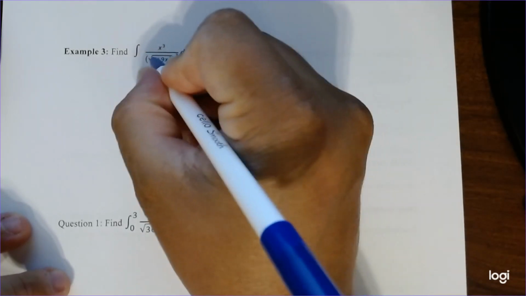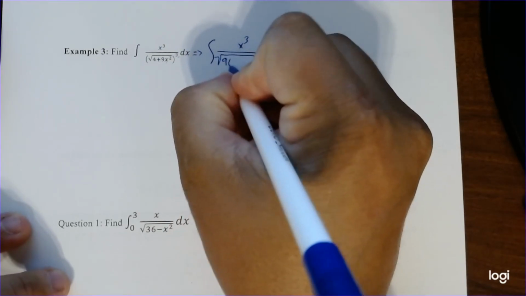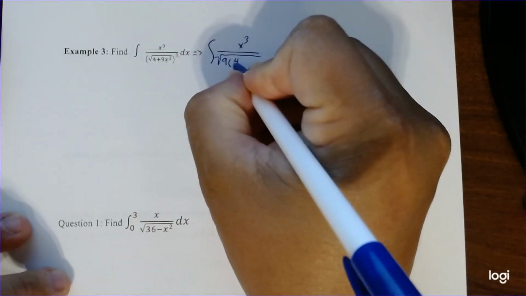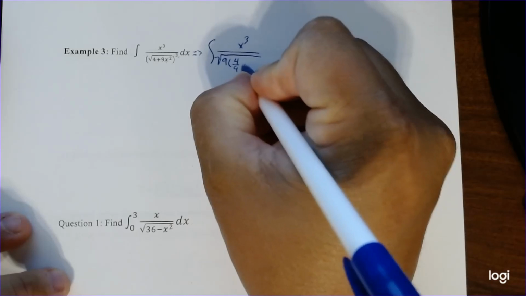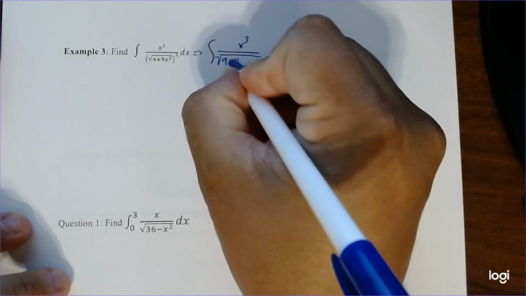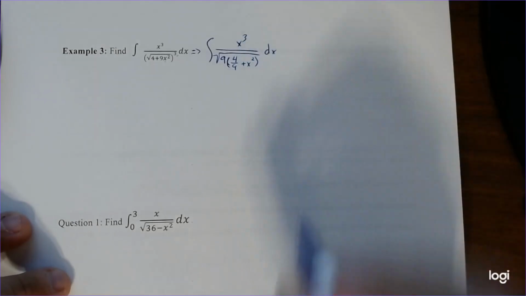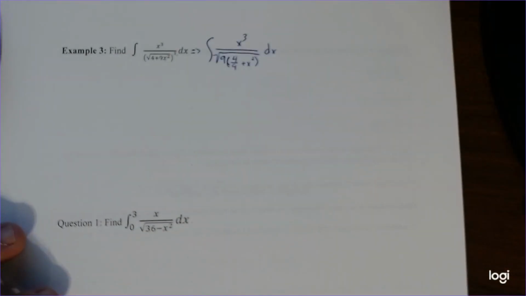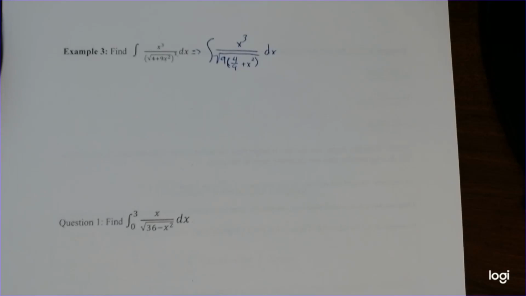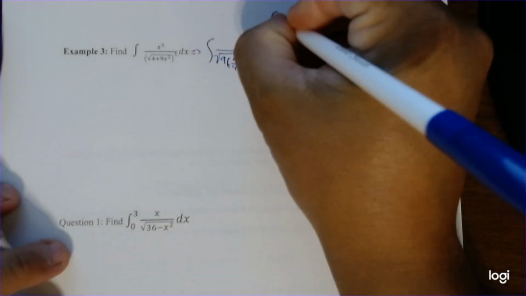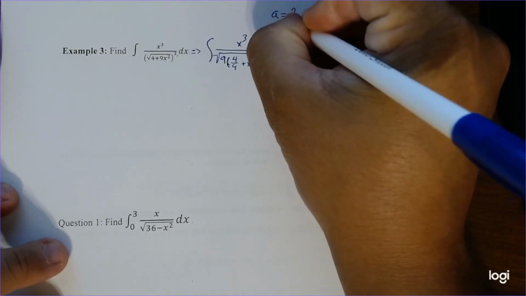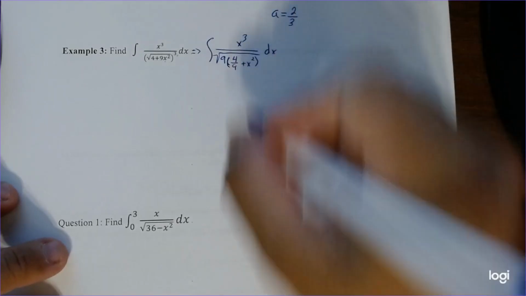So if I factor out a 9, here it's now going to be 4 over 9 plus x squared, like that. Now we can identify the actual a term in this case. Our a term is now going to be 2 over 3, because when you square it, it gives you 4 over 9.